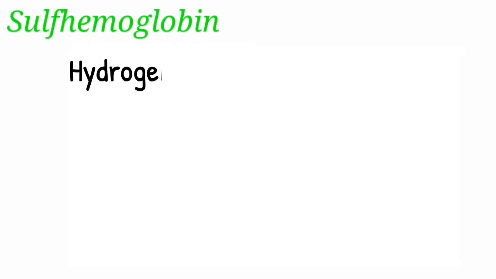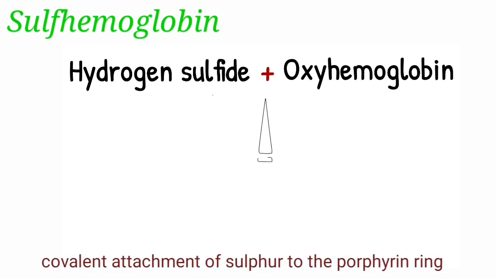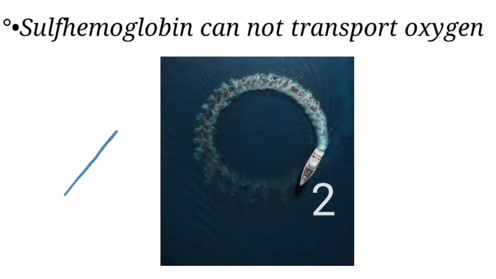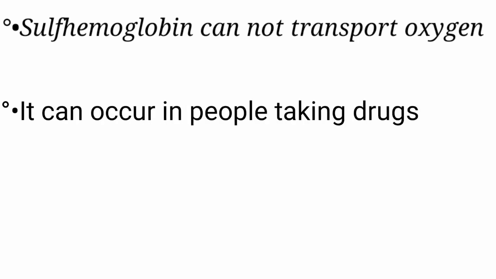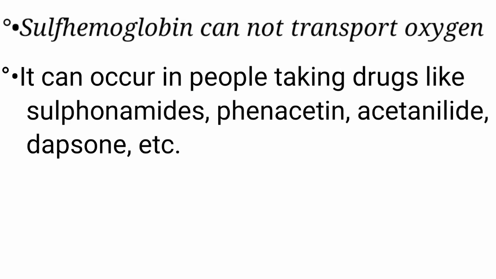Sulfhemoglobin is a greenish compound produced when hydrogen sulfide acts on oxyhemoglobin. In this, the sulfur is covalently attached to the porphyrin ring, but it is not attached to the iron atom directly. Sulfhemoglobin cannot combine with oxygen, so it cannot act as an oxygen carrier. It occurs in people taking drugs like sulfonamide, phenacetin, acetanilide, dapsone, which is used to treat leprosy.